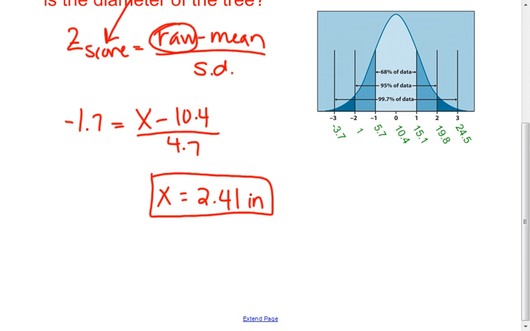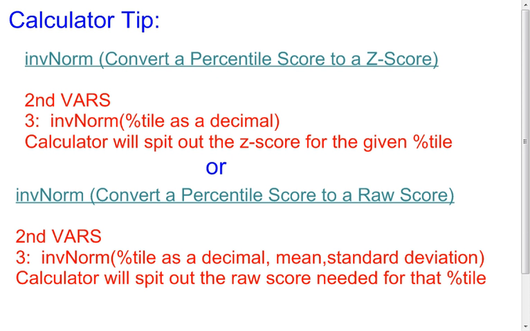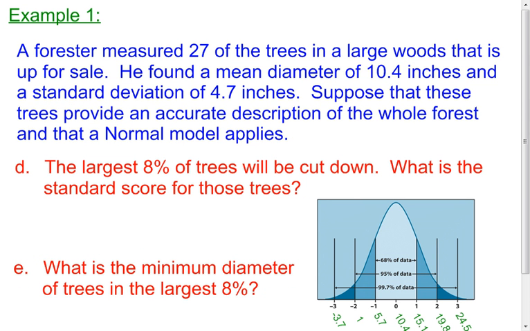Okay? All right, then there's another function on your calculator that we have not talked about yet, and that is the inverse norm. An inverse norm can be used a couple of different ways. Inverse norm is a function you use if you know the percentile. So you will use normal CDF if you know the z-score or can get the z-score. And you'll use inverse norm if you know the percentile, and you want to convert that to either a z-score or a raw score. Okay?